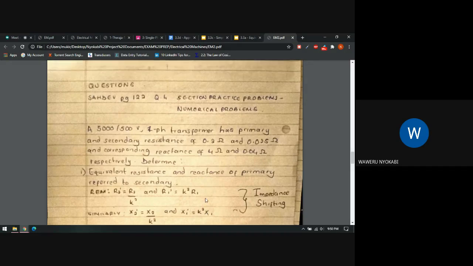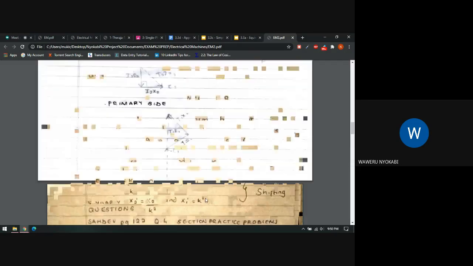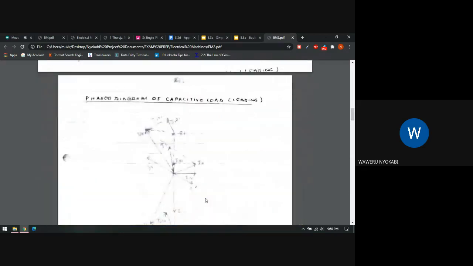Okay, so the question is, a 5,500 volts one-phase transformer has primary and secondary resistance of 0.2 ohm and 0.025 ohm, and corresponding reactance of 4 ohm and 0.04 ohm, respectively. Determine equivalent resistance and reactance of primary referred to secondary. So this is a concept that we'll have to go through.